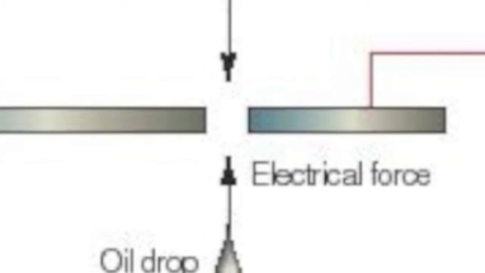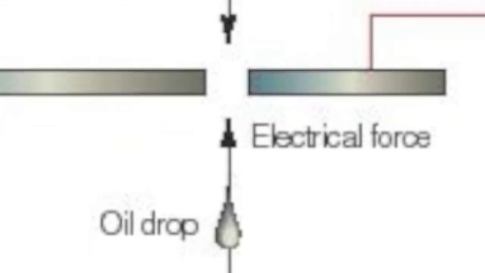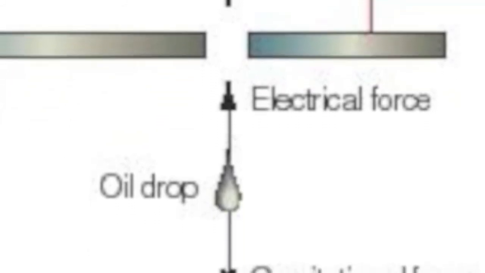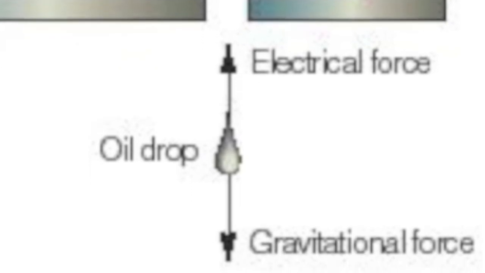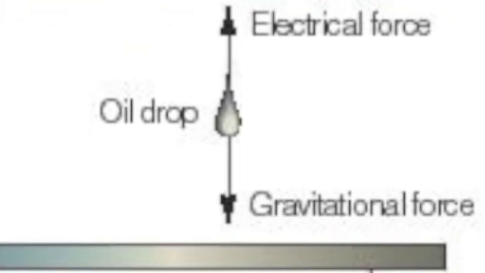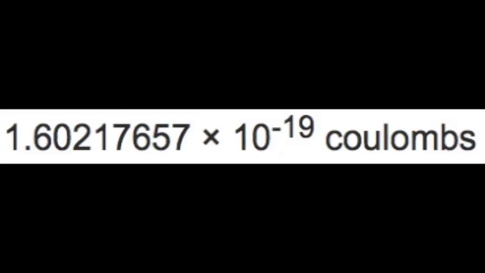Then he redid the experiment a number of times, each time varying the strength of the X-rays ionizing the air, so that differing numbers of electrons would jump onto the oil molecules each and every time. He obtained various values for q. The charge q on a drop was always a multiple of 1.6 times 10 to the power of negative 19 coulombs, which is the charge on a single electron.